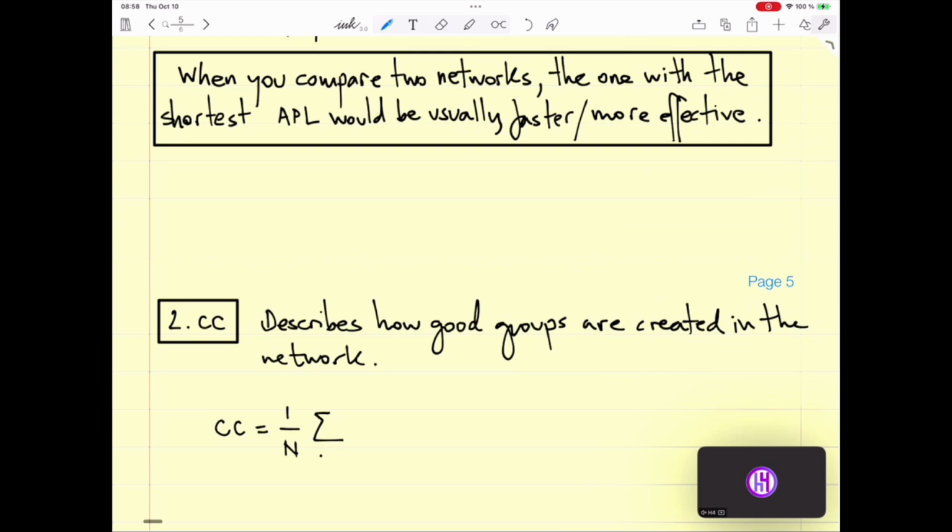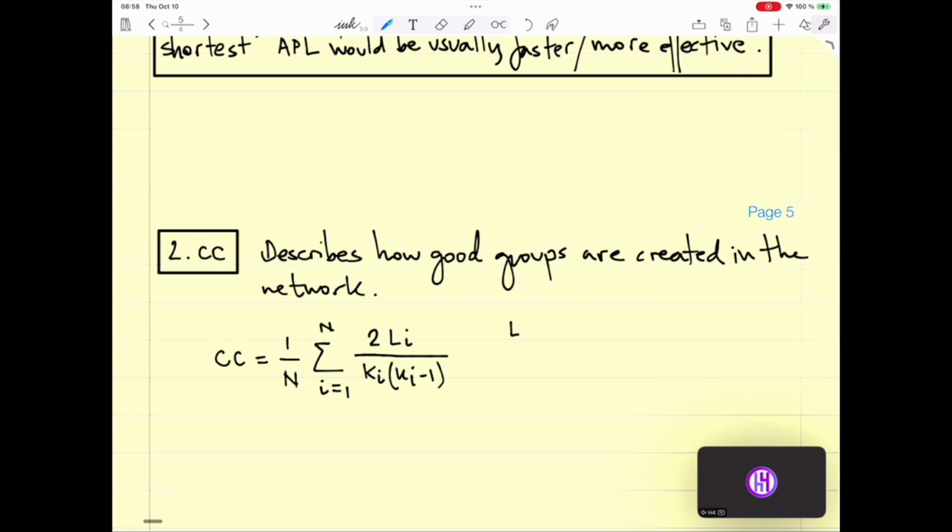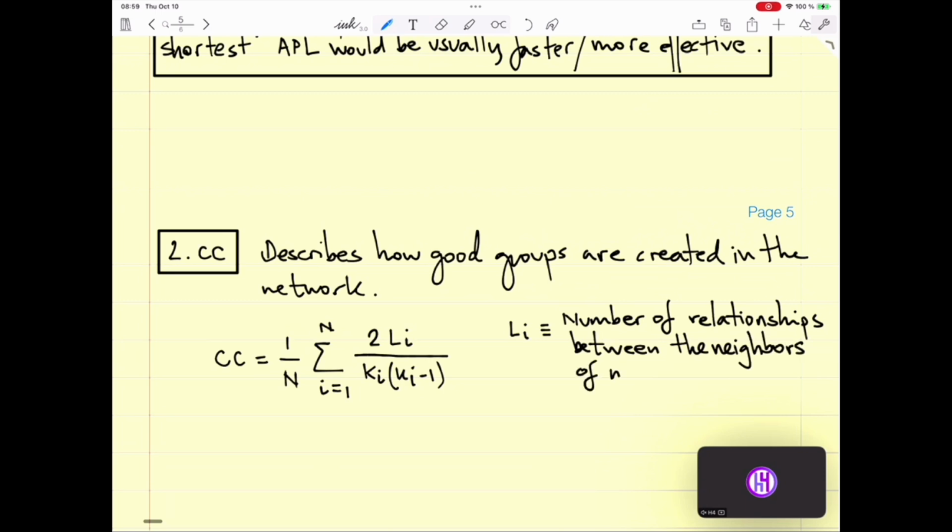times the sum over all nodes of 2 times L sub i divided by k sub i times (k sub i minus 1). Okay, let me explain what these numbers mean. L sub i means, now please pay attention, the number of relationships between the neighbors of node i.